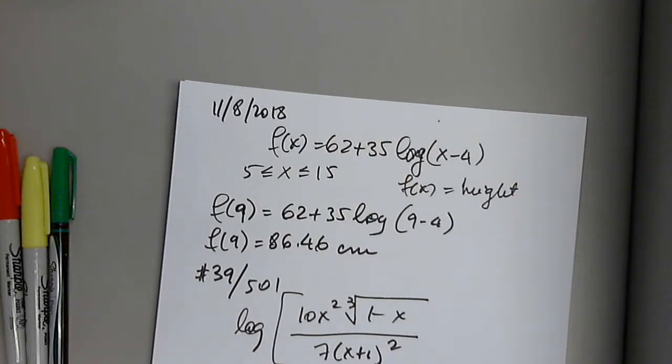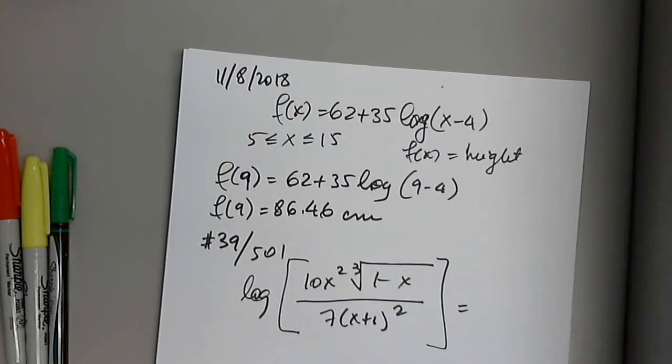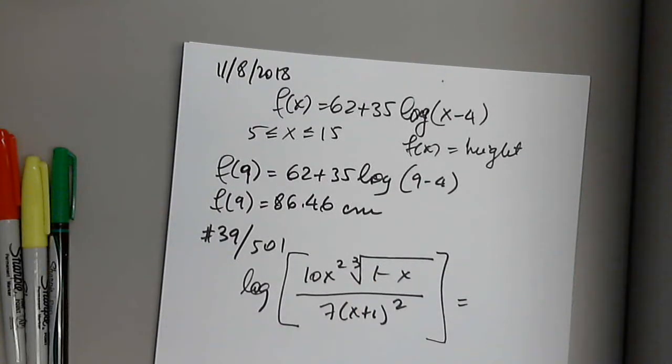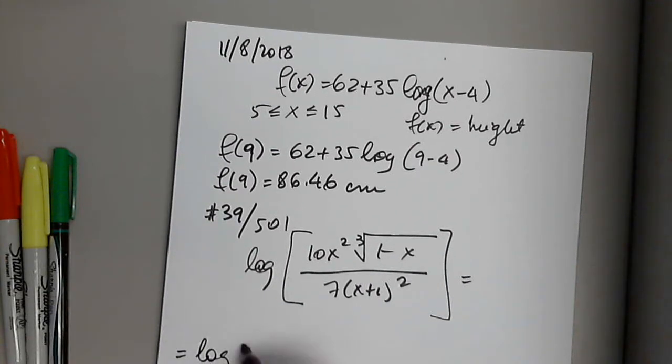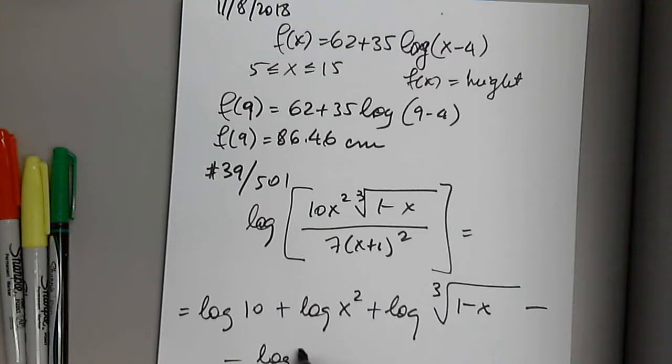How many quantities will have minus in front of the log, and how many will have plus in front of the log? 1, 2, 3 will have plus, 1, 2 will have minus. That's it. Let's continue with that. Log 10 plus log x squared plus log the cube root of 1 minus x minus log 7 minus log x plus 1 squared. That's the easiest thing to do.